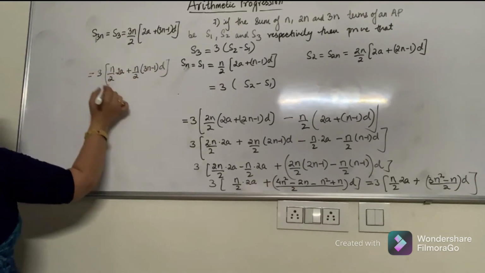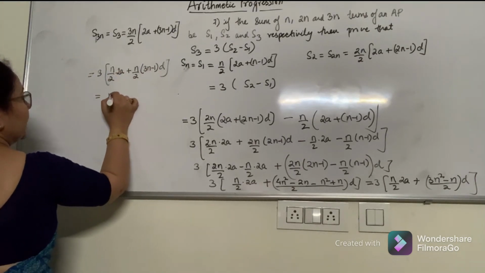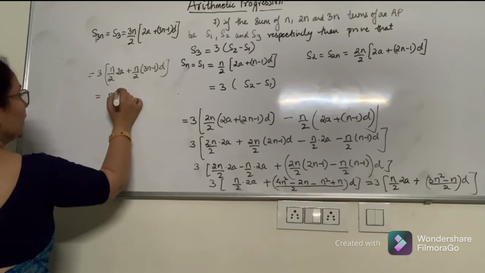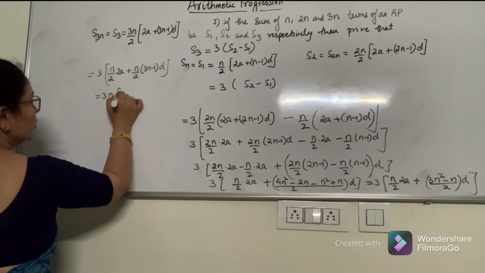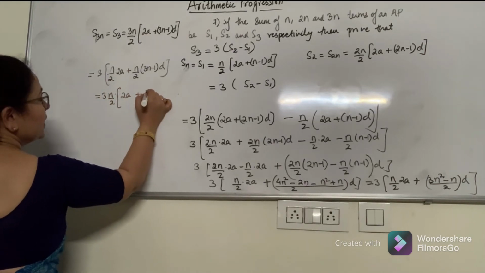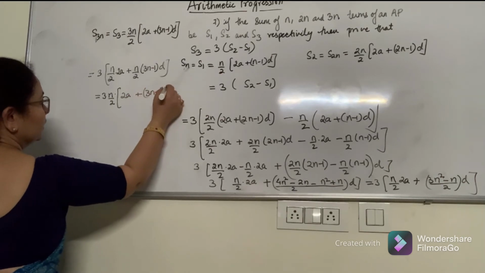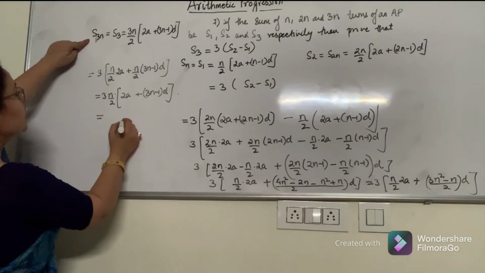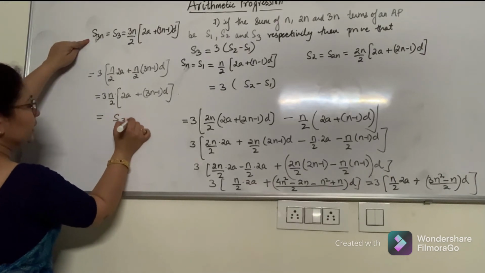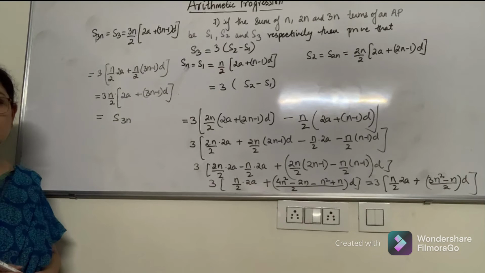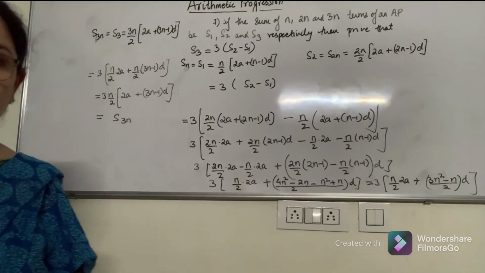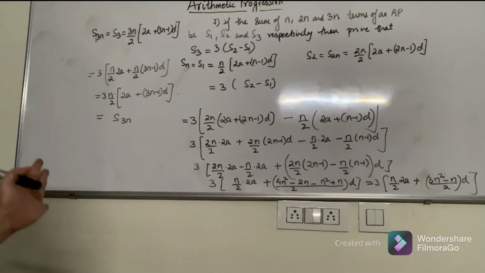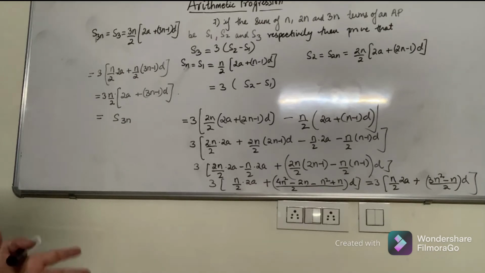So we are getting what? I'll take n by 2 common from both, and I am left with 3n by 2, and this is 2a plus 3n minus 1 d. So now I can see this is equal to S of 3n, the sum of 3n terms. I hope you have understood this thing. So pause the video to note it down.